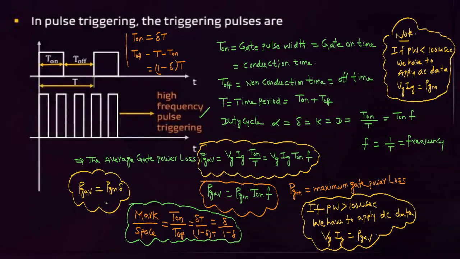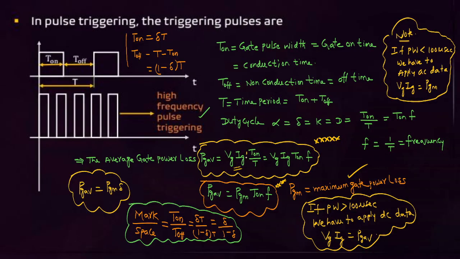In pulse triggering, this is a very important formula. What is the average gate power loss in pulse triggering? Vg into Ig into Tn by T. Vg into Ig into 1 by T, which I write as f, Tn into f. What is Vg into Ig? I told you, Vg into Ig equals PGM, where PGM is the maximum gate power loss. That is one more formula for average gate power loss: PGAV equals PGM into Tn into f, where f is the switching frequency.